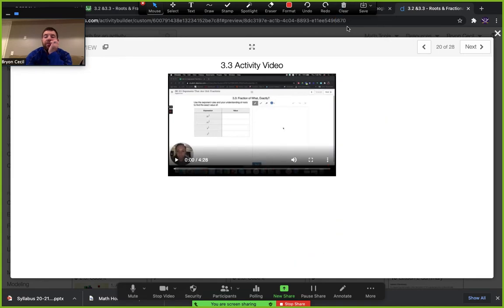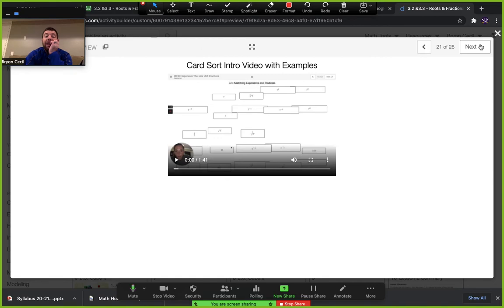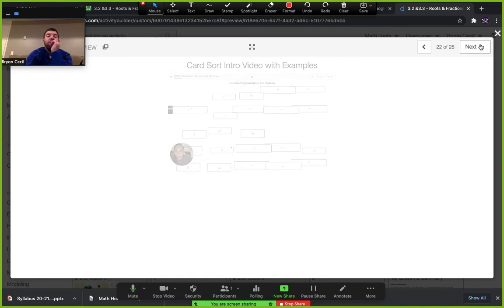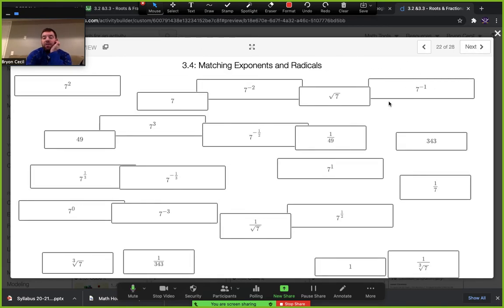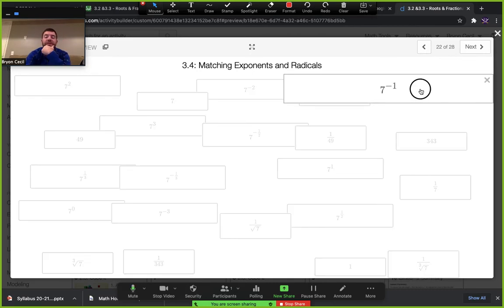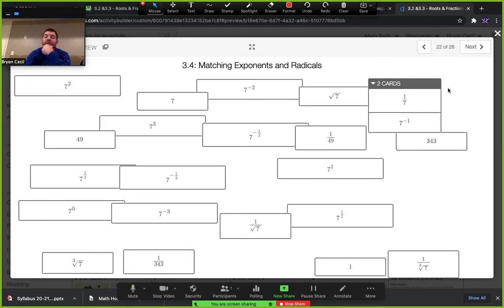All right. There's the video to show you how. Card sort. This can give you an intro, but we're going to do it. All dealing with sevens, guys. So let's start with an easy one. 7 to the negative 1. Remember, the negative 1 means I put it in the denominator. So 7 to the negative 1 is 1/7.